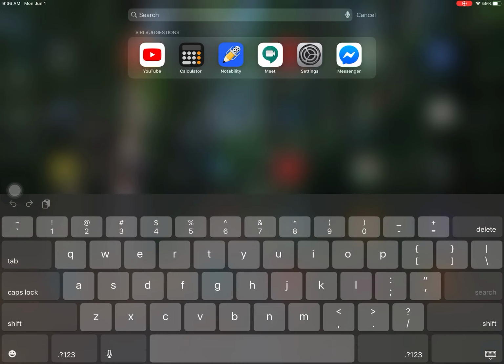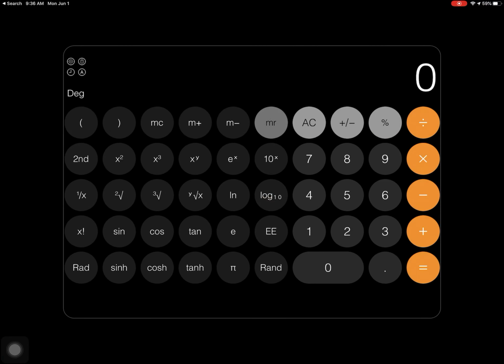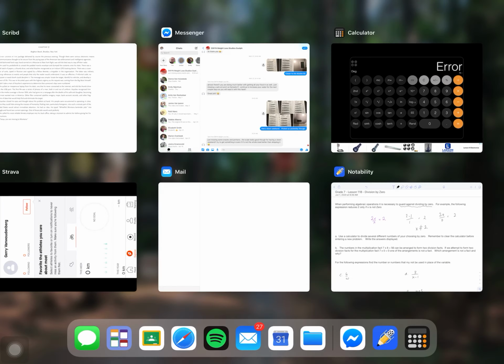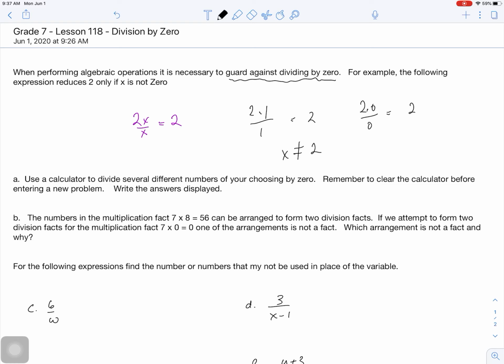So if I go here on my screen to my calculator, if I hit the clear button and I go 15 divided by 0, I'm going to get an error. If I grab 0 divided by 0, I'm going to get an error. If I go 78 divided by 0, I'm going to get an error. It's just not mathematically possible. So let's go back to our lesson here, and it says, use a calculator to divide several numbers of your choosing by 0. Remember to clear the calculator before entering. Write the answer displayed, and of course we had an error.